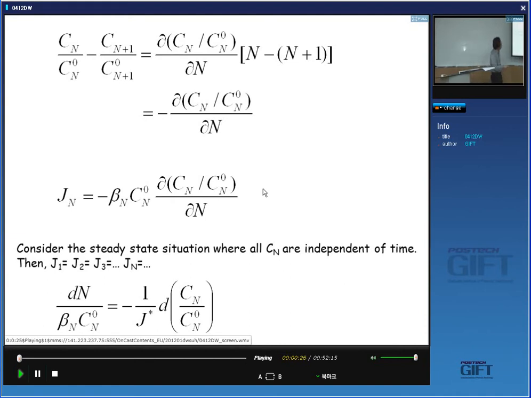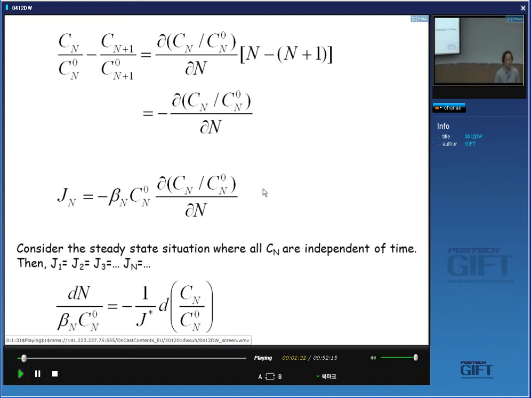In the previous class, we have derived this relationship, which indicates the steady state nucleation rate can be evaluated by integrating this relationship. And here Cn is the number of clusters consisting of n atoms, and Cn naught is the number of clusters consisting of n atoms in an imaginary equilibrium state. So when we consider the integration of these two parts, we have to determine the integration interval.